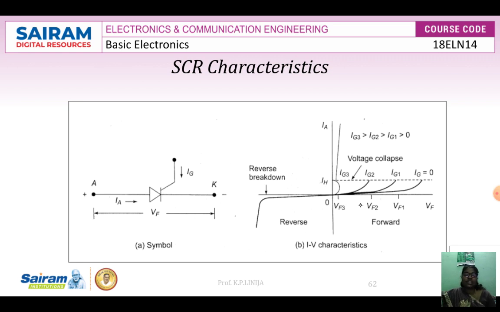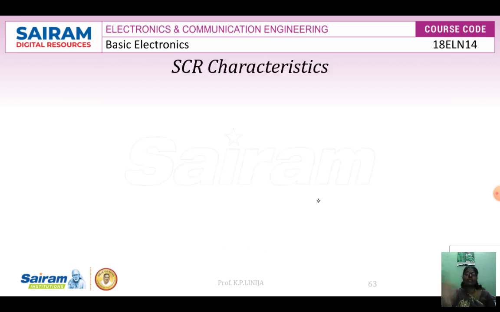In the VI characteristics, the voltage is varying up to the forward breakdown voltage. At VF1, Ig is equal to 0, at VF2, Ig is equal to Ig1, then VF3 with Ig2 and Ig3. This portion is called the holding current, and it is represented by IH. So let us discuss what is this forward breakdown voltage VF and what is holding current. First, let us discuss the forward breakdown voltage.